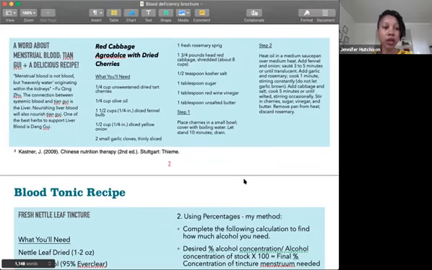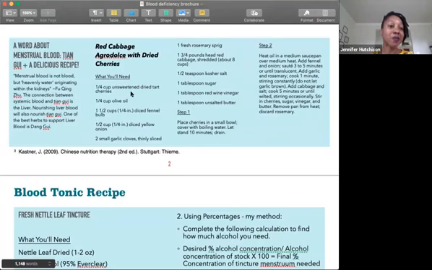Yeah, so here is the recipe for the red cabbage agrodolce with dried cherries. Agro, I think, means, gosh, I can't remember what it means, but I know dolce means sweet. So it's like a sweet and sour mixture. It's not necessarily sauerkraut, but like a sweet cabbage dish. Yeah, I did make this, and it was really good, actually.